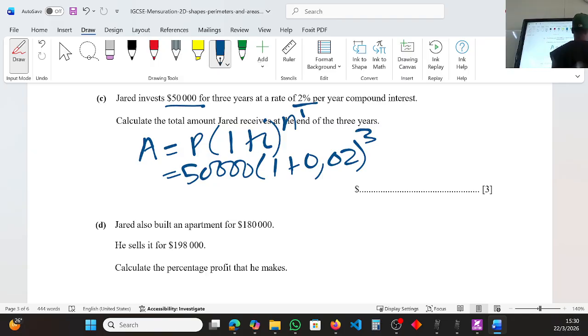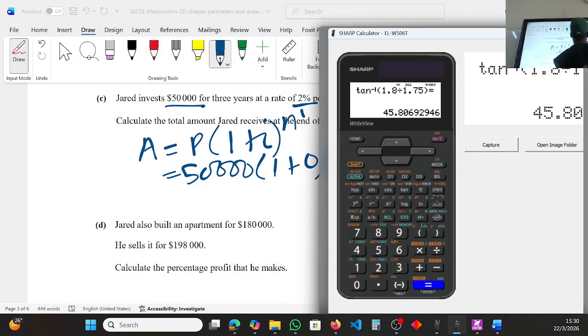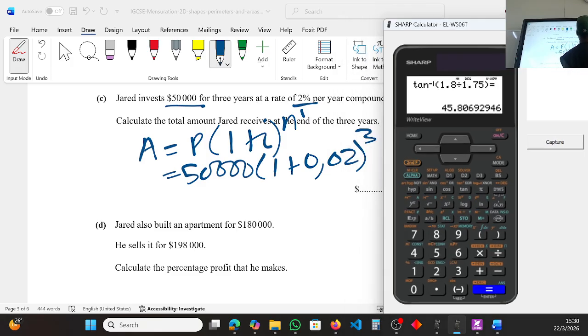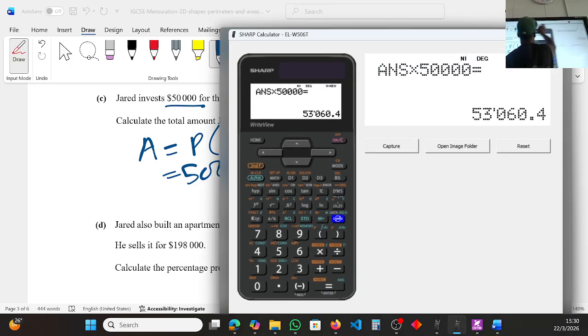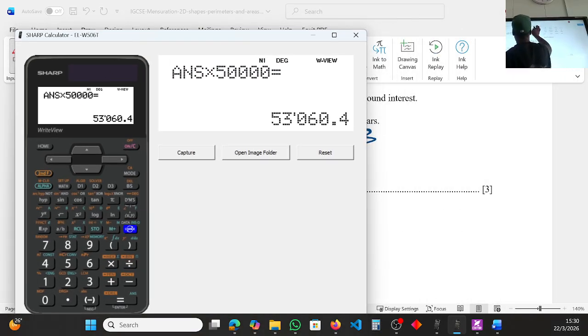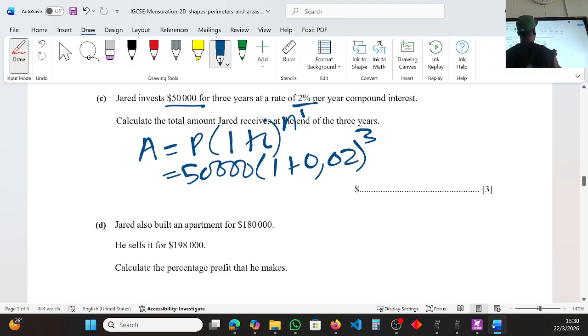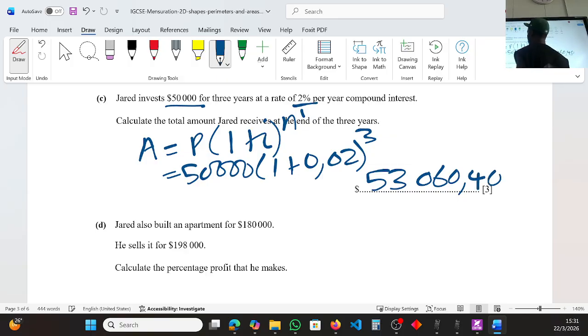To simplify this, I'll use my calculator, starting with the exponential part, which is 1.02 raised to the power 3. I check what I get. Then I'll multiply this by 50,000. And the result, turning to decimal, is 53,060.4. Remember, the 4 is cents.